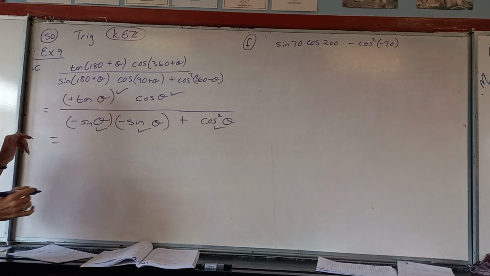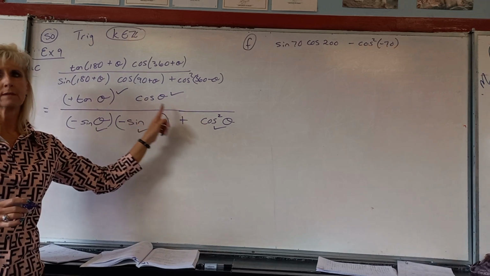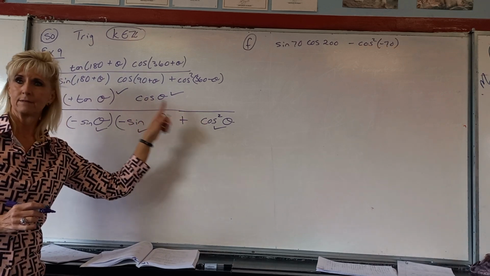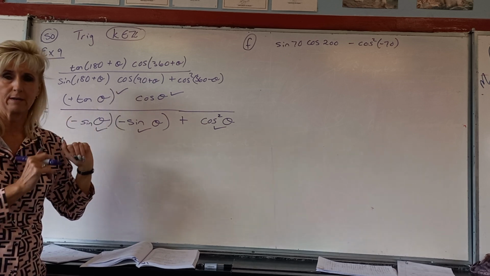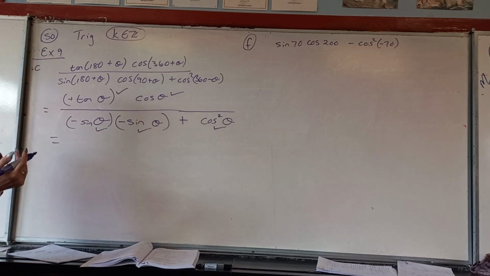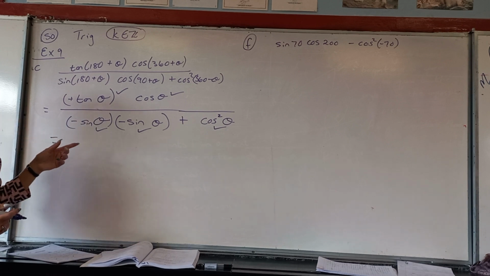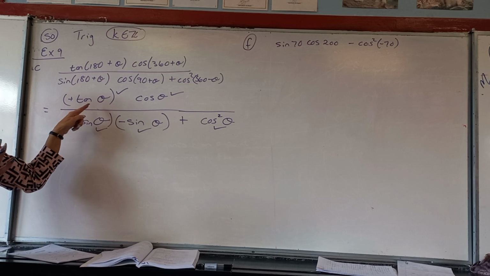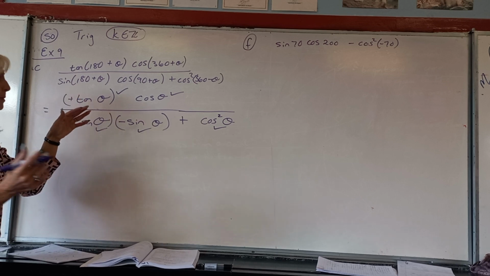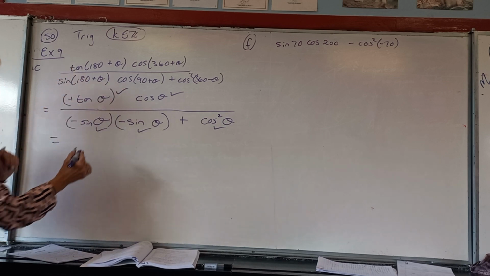Then, cancel out the cos. Why not? Pluses and minuses. If they're all times and divide, then it's fine. But they're not. Okay, but what else then? Tan? Make it sin over cos. Would it help? Sin over cos times cos? Yes, it will help.